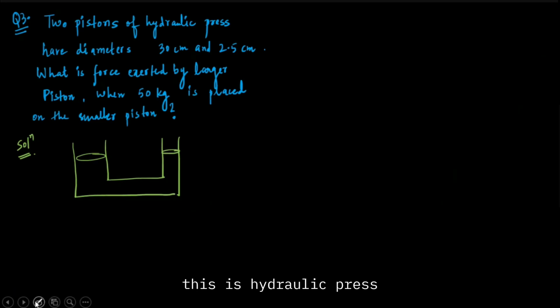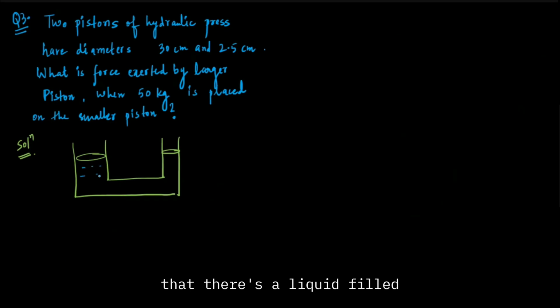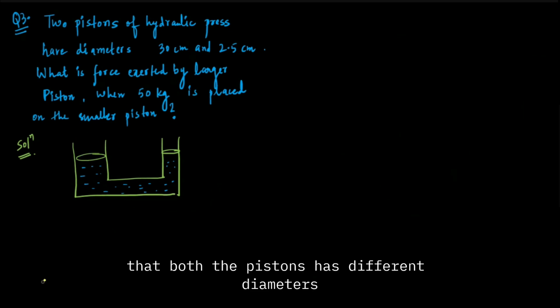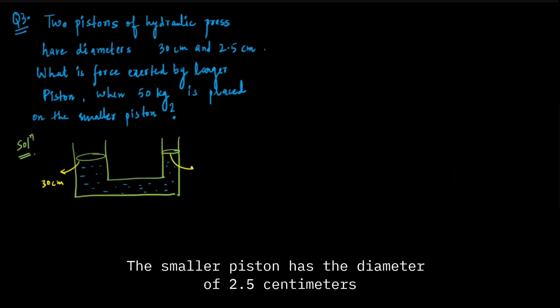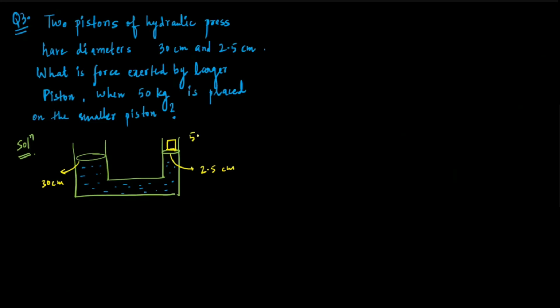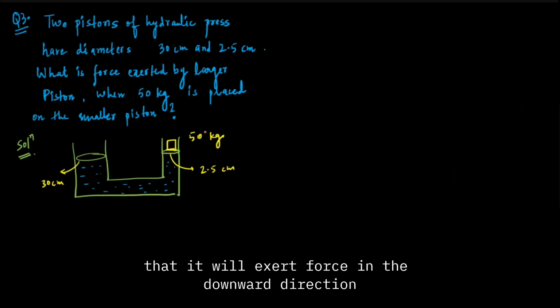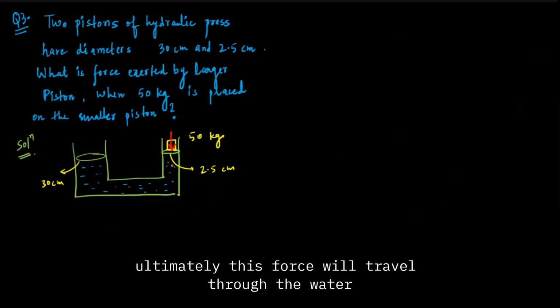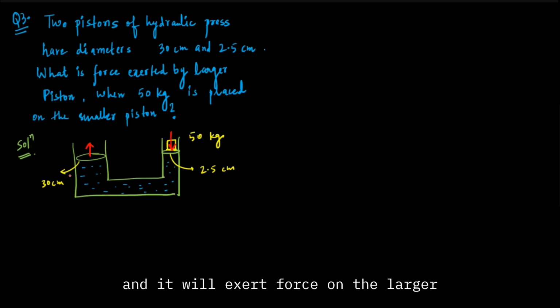First of all, this is a hydraulic press, and initially how it's supposed to work is that there's a liquid filled in a container connected through a long chamber which consists of water, obviously. There is a piston. Both the pistons have different diameters. The bigger piston has a diameter of 30 centimeters. The smaller piston has a diameter of 2.5 centimeters. We placed a 50 kg mass over here. When we place it, it will exert a force in the downward direction. This force will travel through the water and exert a force on the larger piston in the upward direction. I can mark this as F1, and as a result we are going to have F2 here.